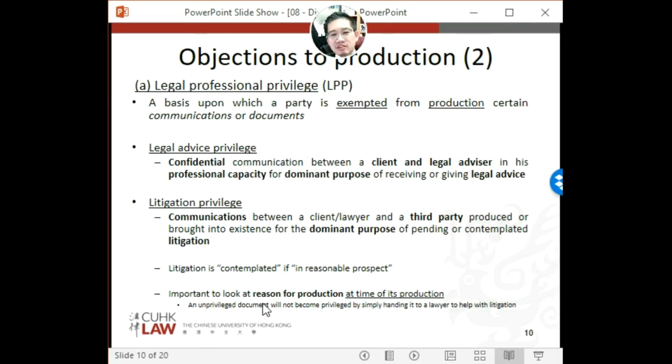Important, though, to look at the reason for the production at the time of its production. So let's say a document was prepared. We look at the time when the document was prepared. Was there litigation back then? So the mere fact that a document becomes relevant in litigation afterwards, okay, does not make it privileged. An unprivileged document will not become privileged by simply handing it to a lawyer to help with litigation. So we look at the time of creation of this document or the communication.